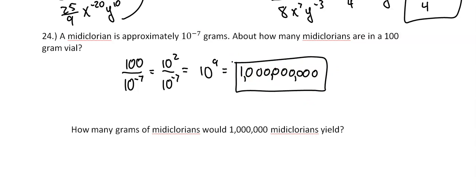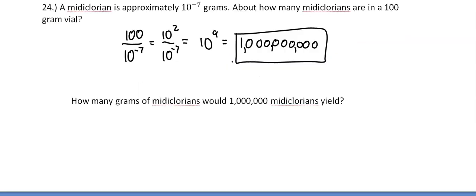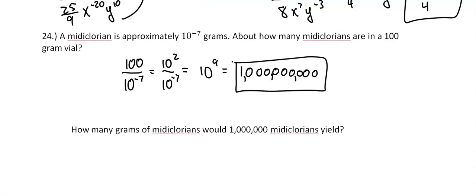And that's it. The next one, going the other way, how many grams of midichlorians would 1 million midichlorians yield? So again, this is the number of midichlorians. I'm just going to multiply that by 10 to the negative 7th power to figure out how many grams it is. And again, I could just use my calculator to help me out on this, but I could also think of that 1 million as 10 to the 6th power.